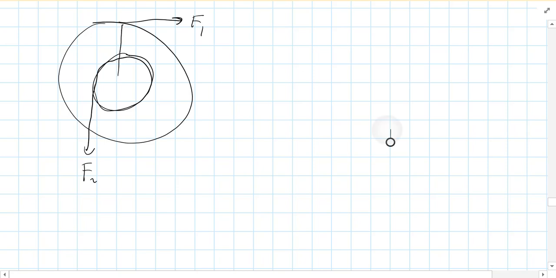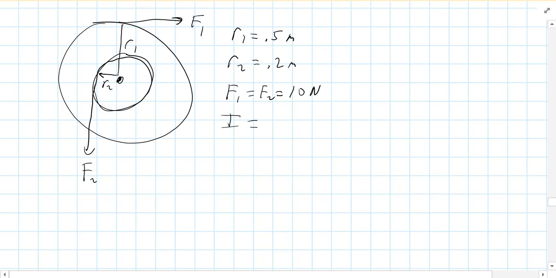R1, that's this radius here, I'll label it R1, is half a meter. R2, the smaller radius, and notice that I'm drawing both of them as the perpendicular distance from the axis of rotation to the force, R2 is 0.2 meters. Let's say both forces are equal in magnitude, and we'll make that an even 10 newtons. We're going to make our math easy on this one. And let's say the moment of inertia of this wheel is somehow measured or otherwise calculated, and it's 1.5 kilogram meters squared. What is the angular acceleration of the wheel?